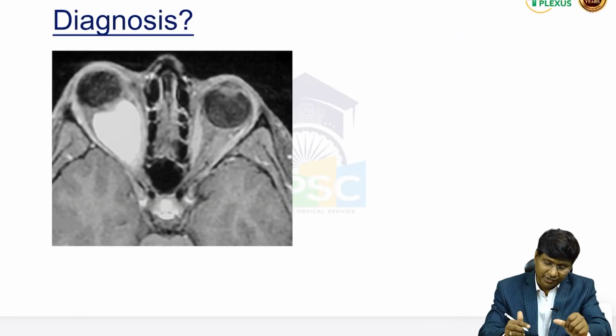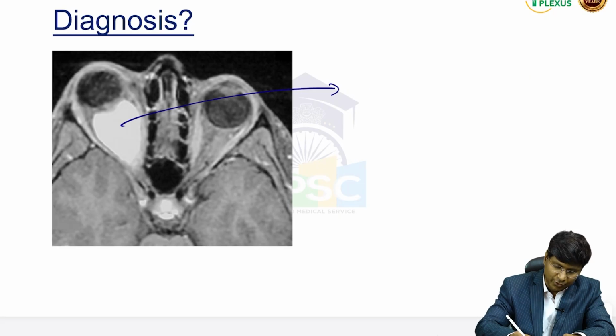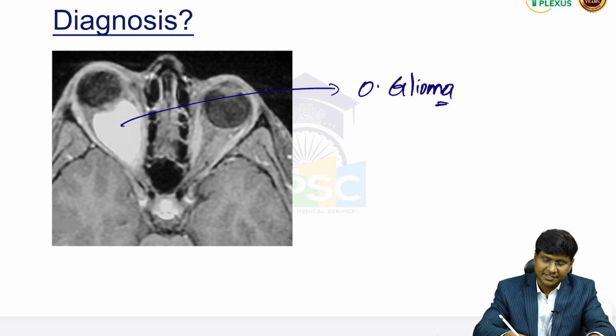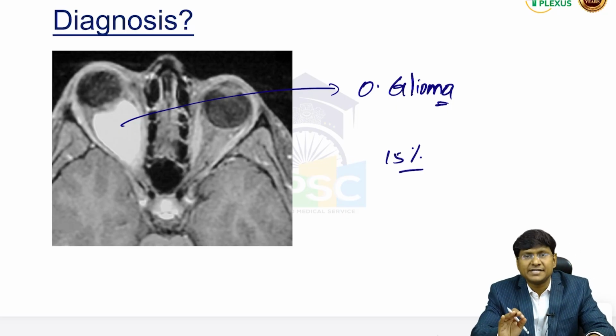And the next important is the presence of glioma, that is optic glioma, the optic nerve tumor, which is also part of the diagnosis in neurofibromatosis type 1. These optic gliomas are present in approximately 15% of patients with neurofibromatosis type 1, and their presence is included as one of the criteria in establishing the diagnosis. Okay, so these are the diagnostic criteria in neurofibromatosis type 1.